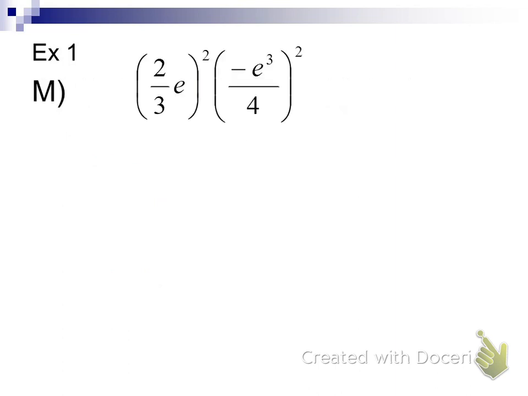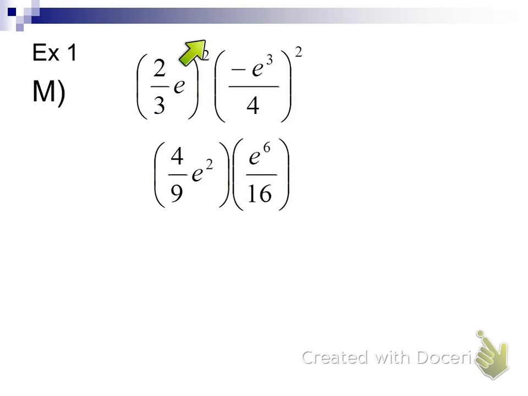All right, here's M. Once again, don't start multiplying yet. We have exponents we have to do first. Stick with that order of operations. So I need to take the first set of parentheses to the second power and the second set of parentheses to the second power. When I do that, I take those fractions top and bottom to the second power.